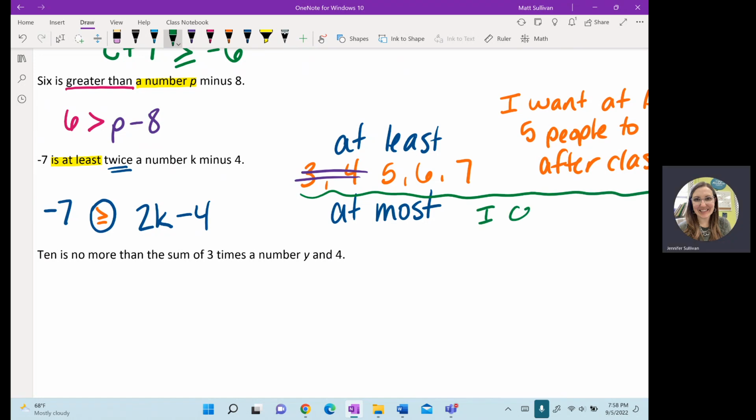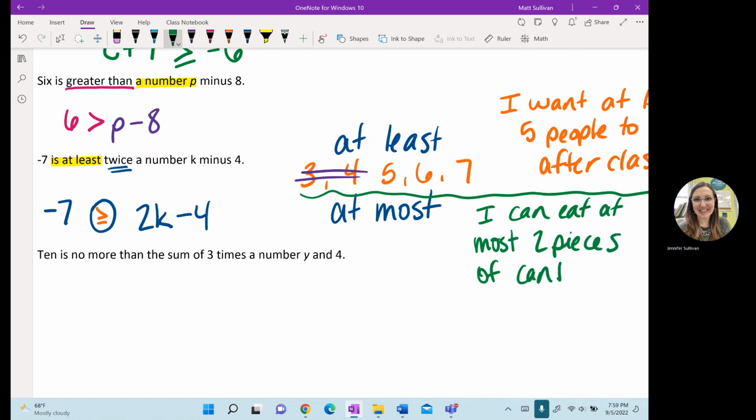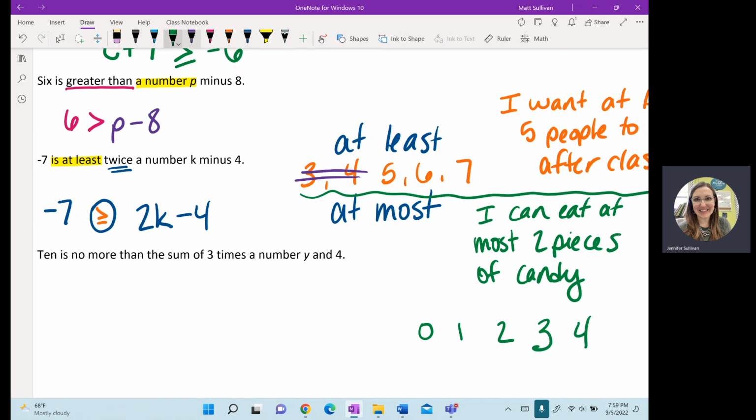At most, I can eat at most 2 pieces of candy. Okay. I can eat at most 2 pieces of candy. Can I have 0 pieces of candy? Sure, because 2 is the most. So is 1 going to work? Yep. And 2 is going to work. Yes, because that's the most that I can have. 3 and 4 and things bigger than that don't work. So when we're looking at most, we're saying 2 is the biggest and we want everything less than that.